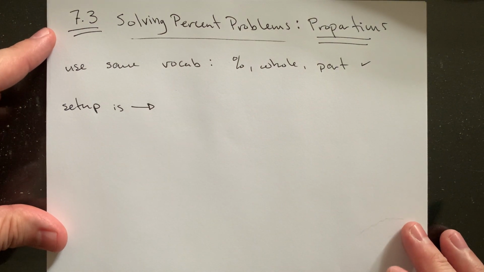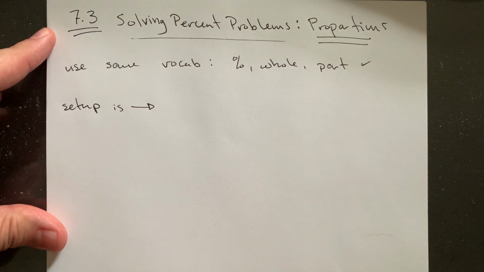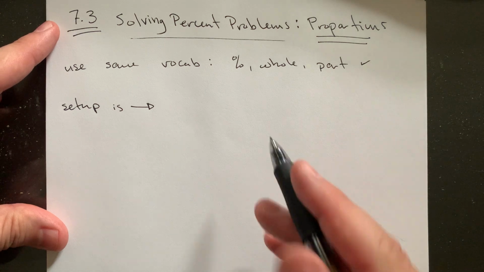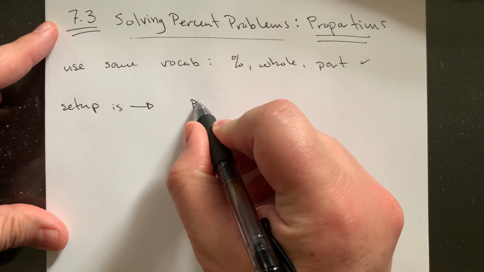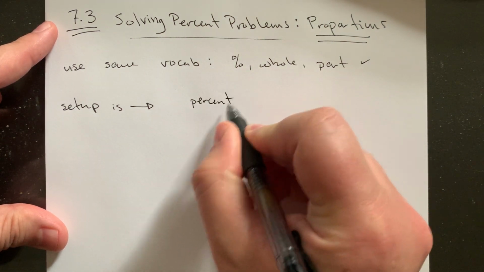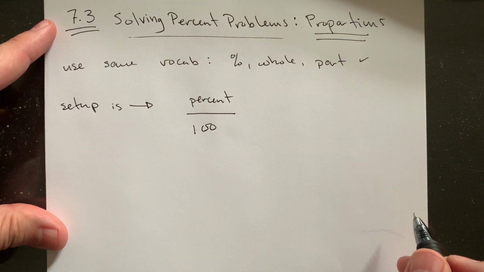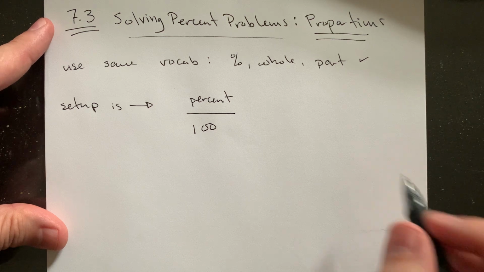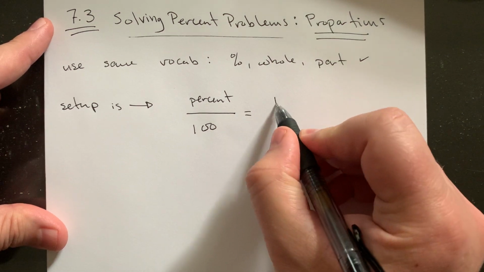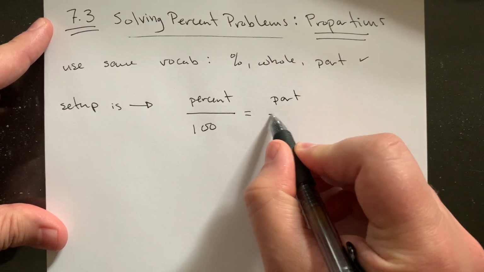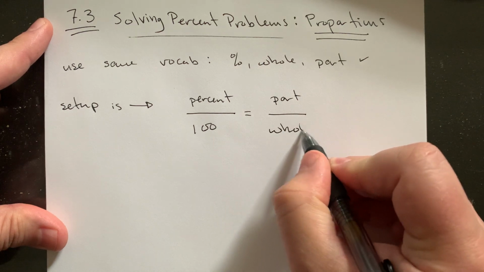But the setup here, to get a proportion, would be two equal ratios, or two equal fractions. And so the setup here is just going to be the percentage divided by 100, right? That makes sense because your percentage is a number out of 100 anyway. That is going to be equal to the part divided by the whole.